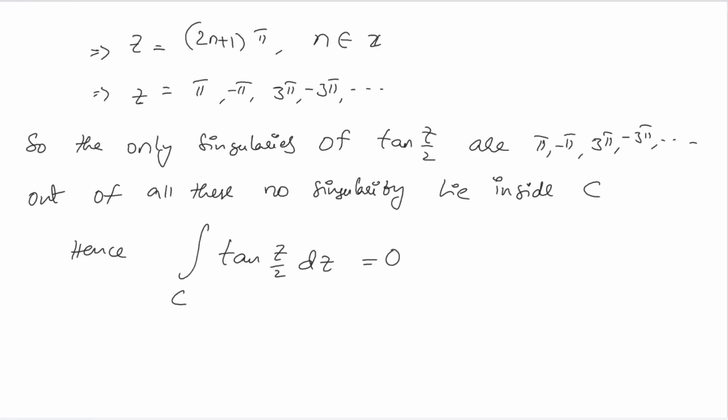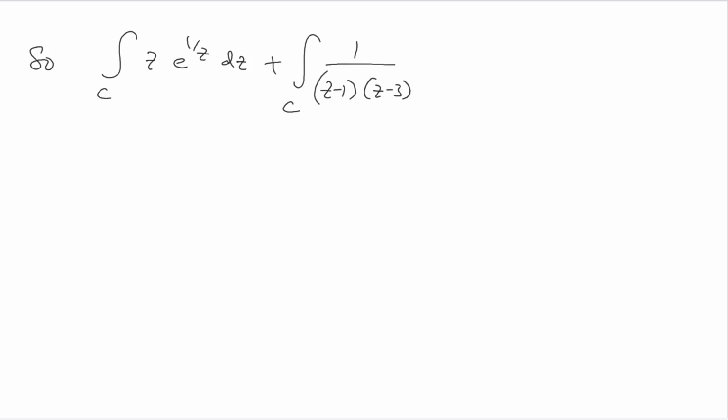So we have the integration over C of z e to the power of 1 divided by z dz plus the integration over C of 1 divided by (z minus 1)(z minus 3) whole square dz, which is nothing but, by the residue theorem, the residue of z times e to the power of 1 divided by z at the point z equal to 0. Since z equal to 0 is the only singularity of this function and it lies inside the curve C, we are considering only the singularity at the point z equal to 0.